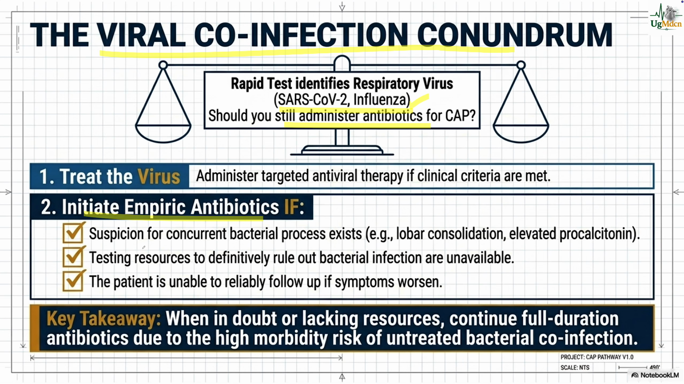A suspicion of a concurrent bacterial process, an inability to rule out a concurrent bacterial infection, and the patient's inability to reliably follow up if symptoms worsen are indications to initiate empirical antibiotic therapy. When resources are limited or diagnostic uncertainty persists, it is generally safer to complete an appropriate antibiotic course than to miss bacterial CAP. This is a common examination principle. Viral infection and bacterial pneumonia are not mutually exclusive.